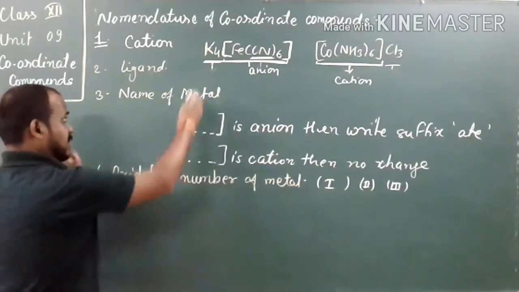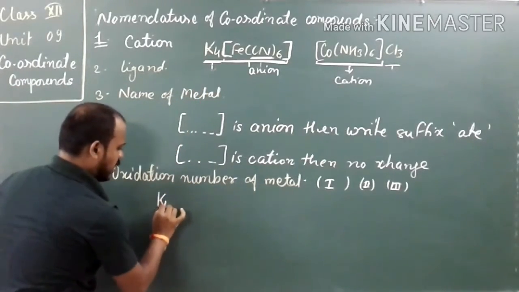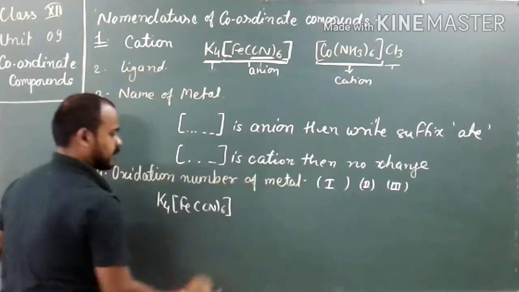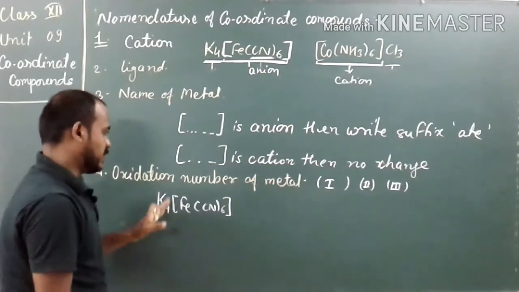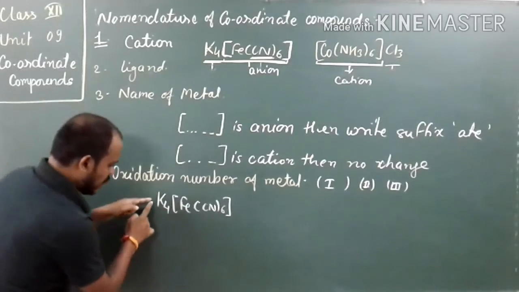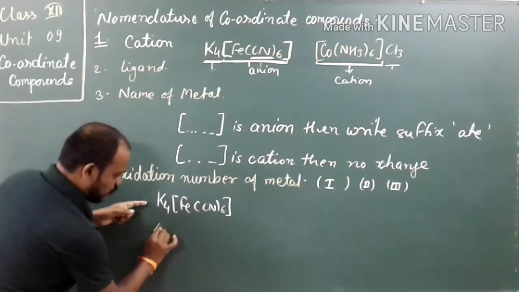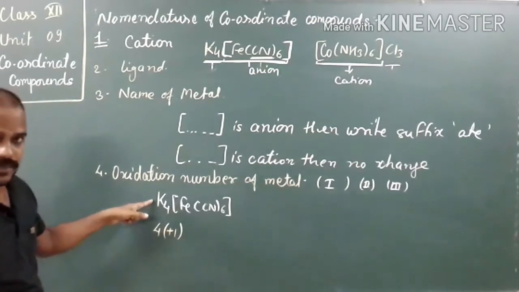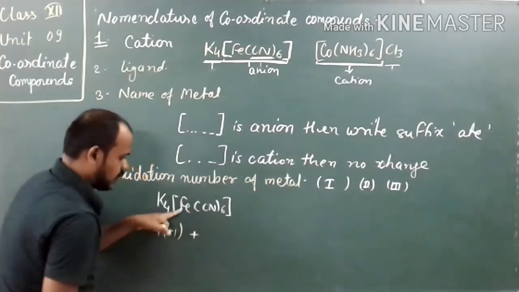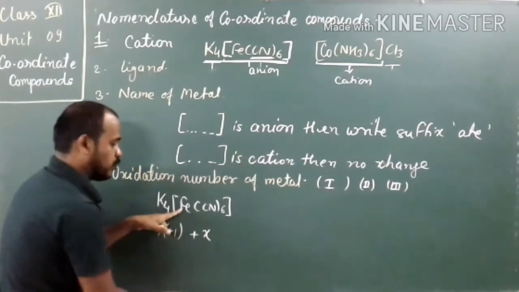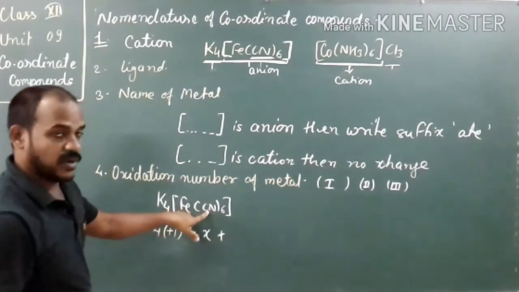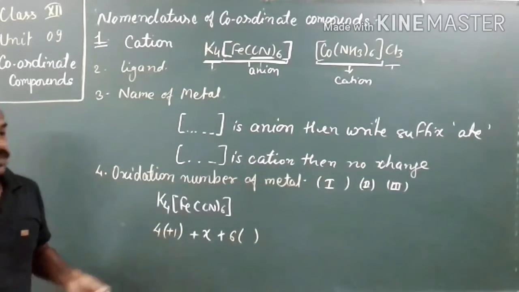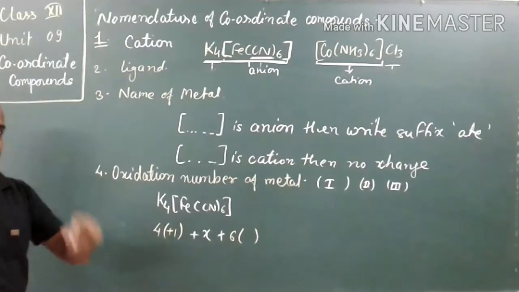Very simple. Take this example, K4 Fe(CN)6. To calculate the oxidation number, we will start from here. The number of potassium is 4. The charge on potassium, or the valency of potassium, is +1. Now for iron we have to calculate, so suppose it is X. The number of ligands is 6, and CN is cyanide. This cyanide ligand carries a single minus.